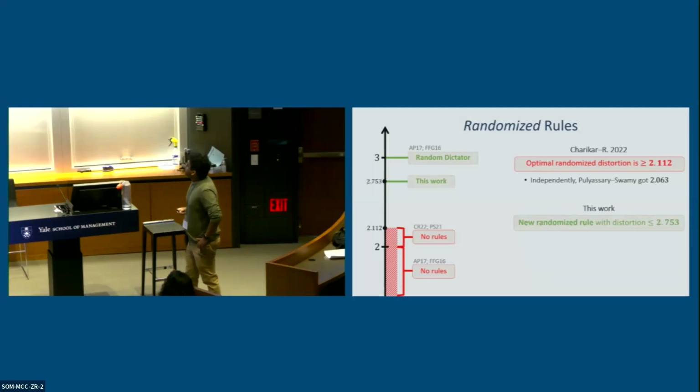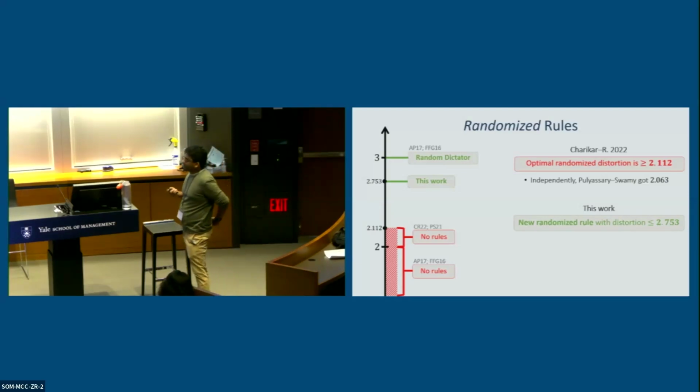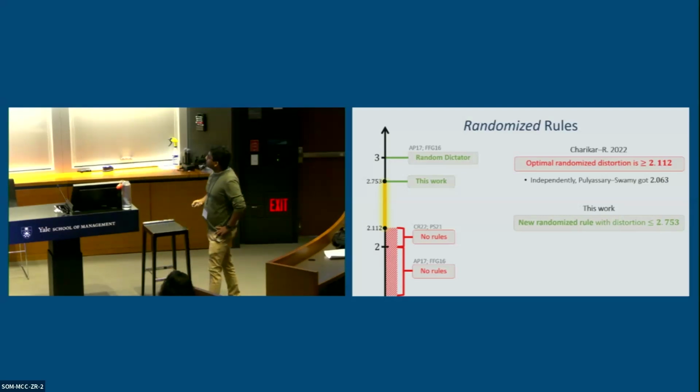And finally, in this work, we show how to get a randomized rule that has distortion at most 2.753. And so besides the quantitative improvement, there are a couple of nice things I think about this work. And so this is where the problem stands. And so we know that the right answer is somewhere between these two kind of weird numbers.